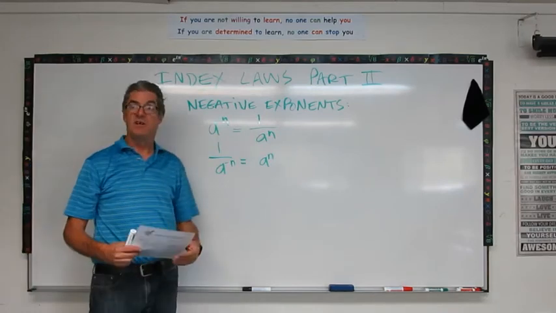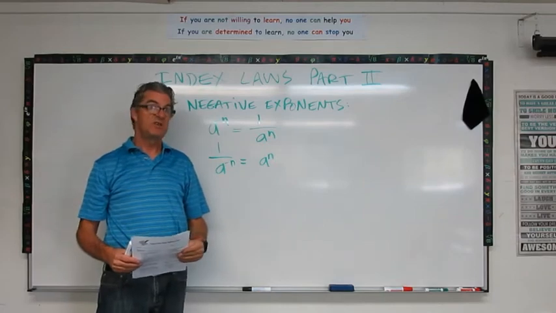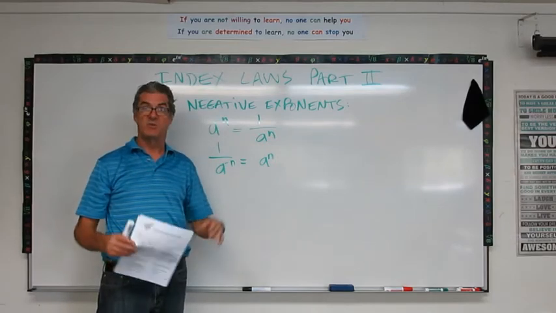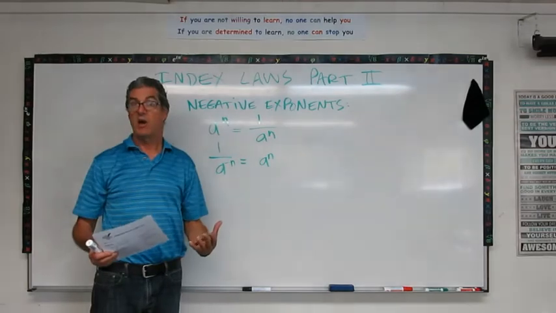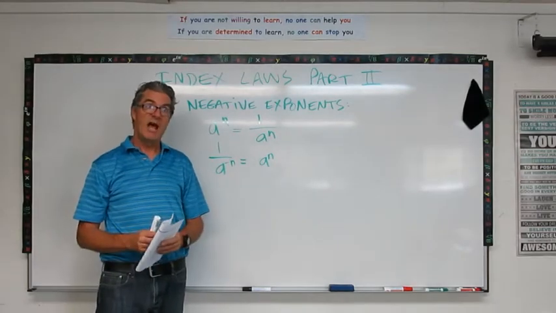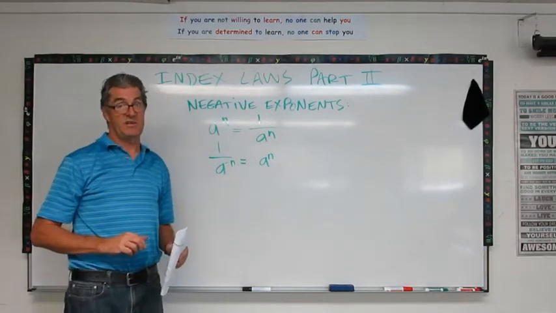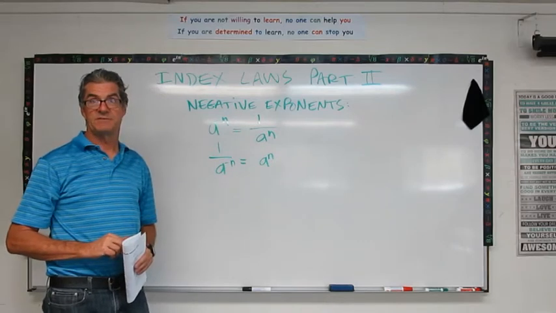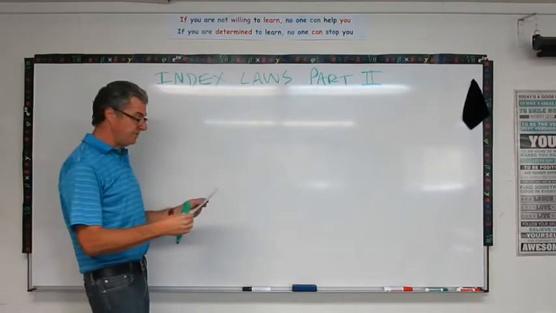The convention that we have in mathematics is that we don't write negative exponents. We always try to make our exponents positive. So when you're asked to simplify, your answer needs to not have negative exponents. So let's do a couple examples.